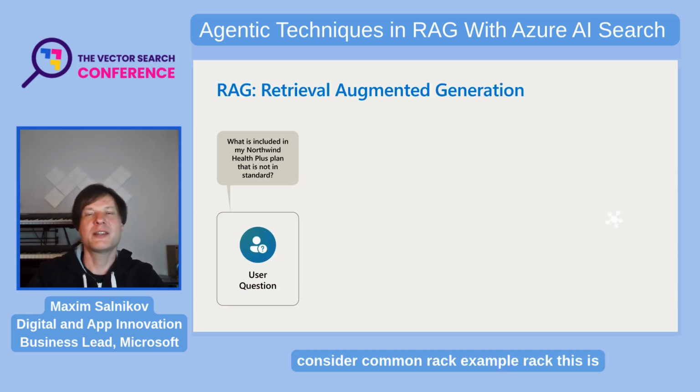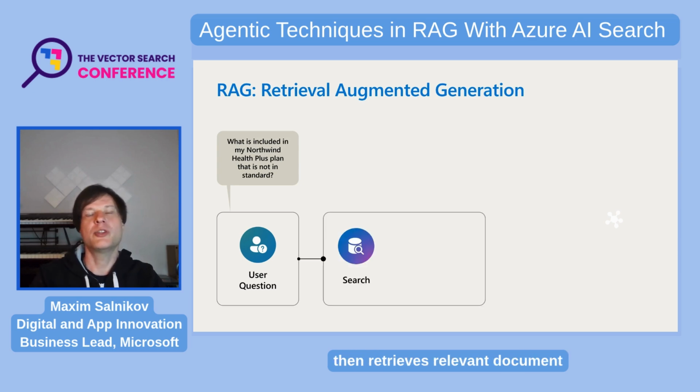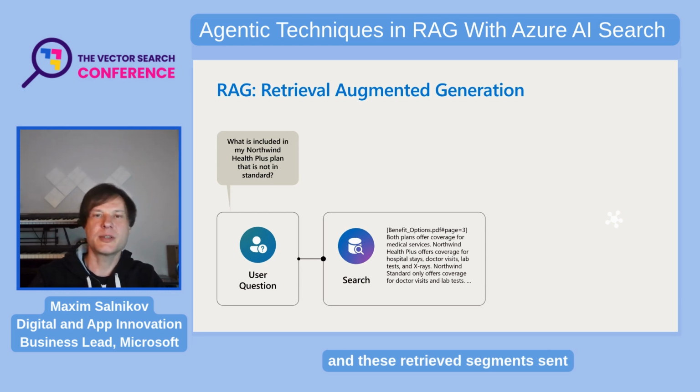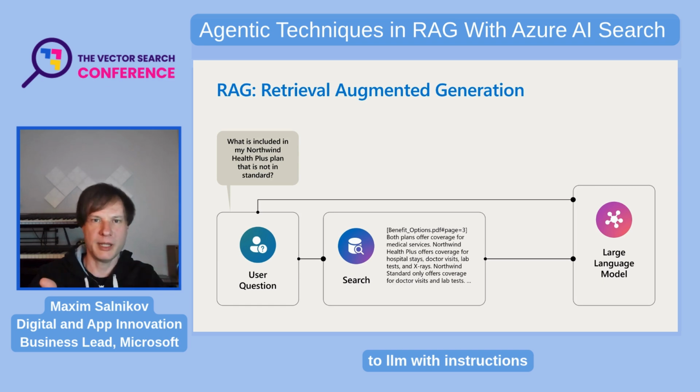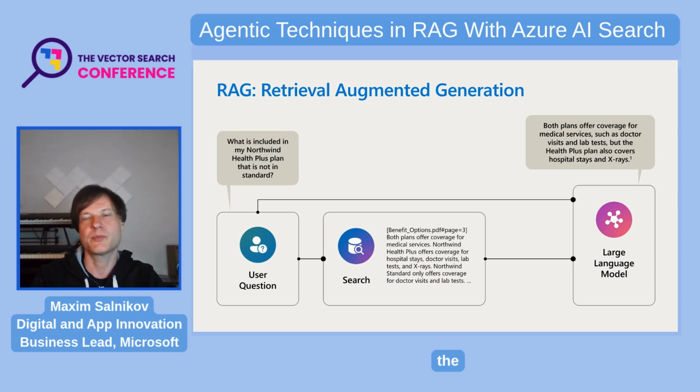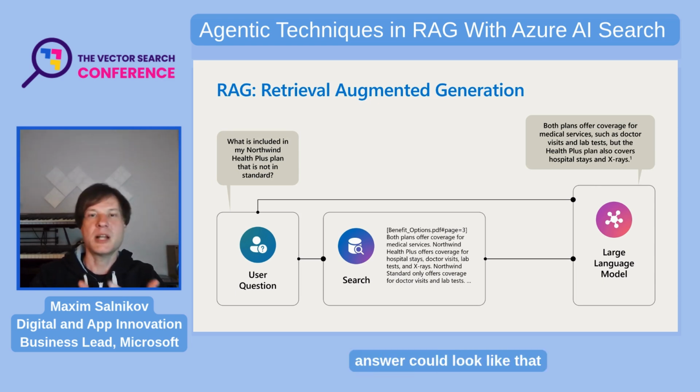Consider common RAG example. RAG, this is acronym for Retrieval Augmented Generation, involving user query about employee benefits. The query submitted to search engine, which then retrieves relevant document segments from pre-indexed collection. And then both original query and these retrieved segments sent to LLM with instructions to generate response based only on provided information and to include citations. The answer could look like that, and in many cases, for simple queries, that works just fine.